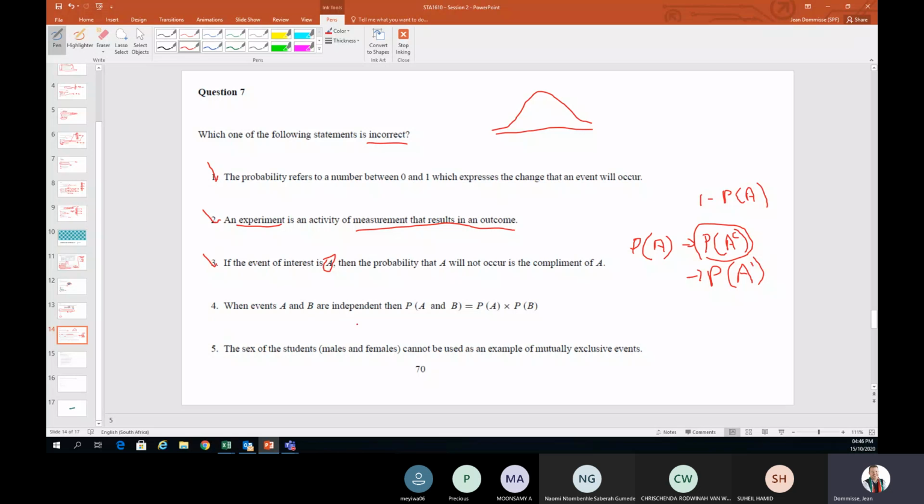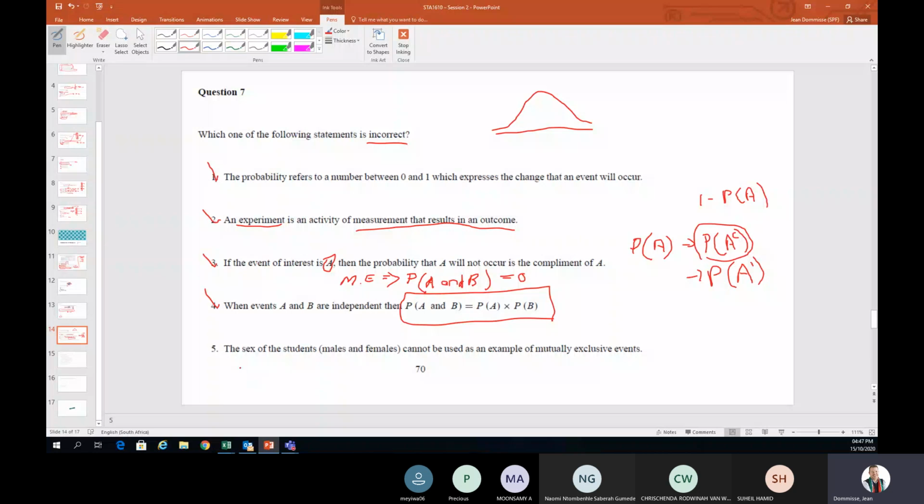When events A and B are independent, then A and B is equal to A times B, and that is also correct. When it is mutually exclusive, A and B will be equal to 0. So when it is mutually exclusive, A and B will be equal to 0. Okay, so let's look at the last one.